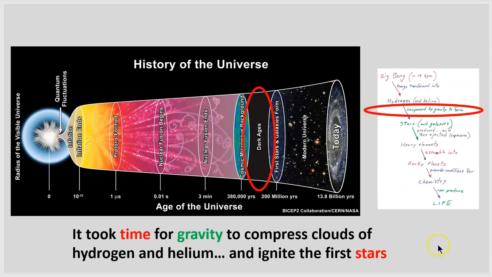So now we're ready for the next transition. The universe is a giant cloud of hydrogen and helium, and now gravity is going to become the star of the show, that those clouds of hydrogen and helium will be compressed by gravity to form the first stars. So it took time for gravity to compress clouds of hydrogen and helium and ignite the first stars. In fact, on our picture here, we're at this stage here. It's called the Dark Ages. So at this stage the universe is just filled with lots and lots of hydrogen with some helium. So there were no stars yet. But gravity is going to act on those clumps of matter and produce the first stars.